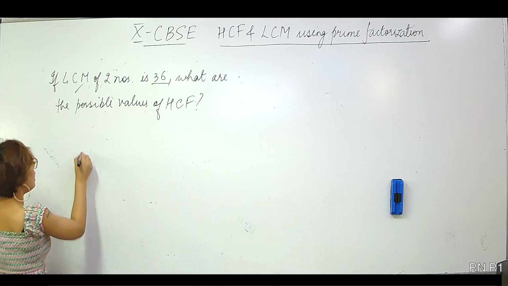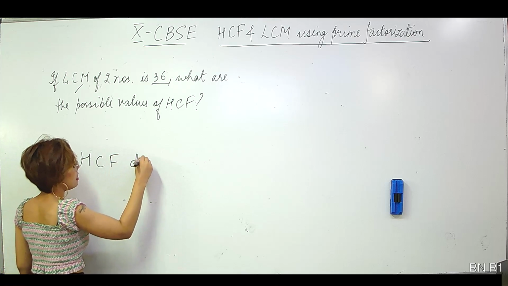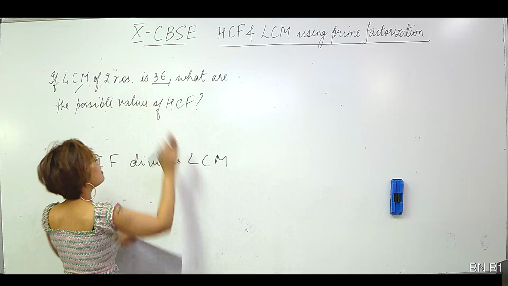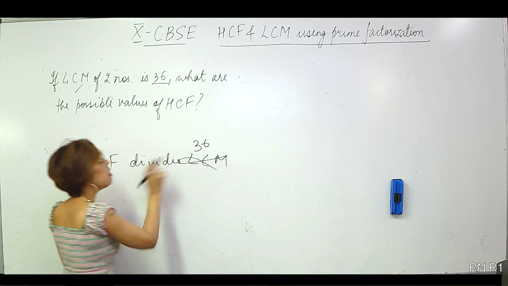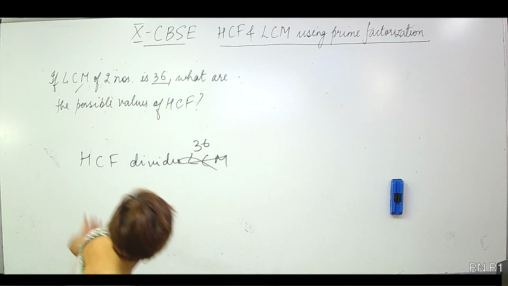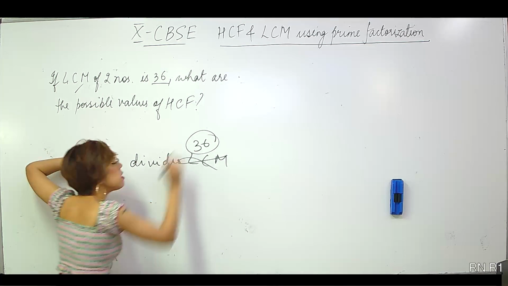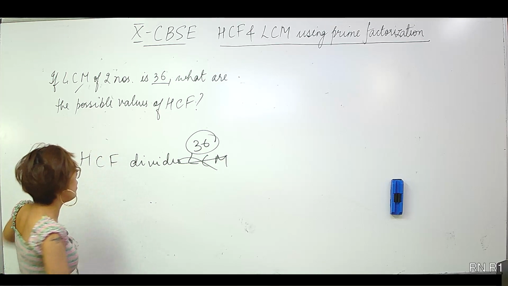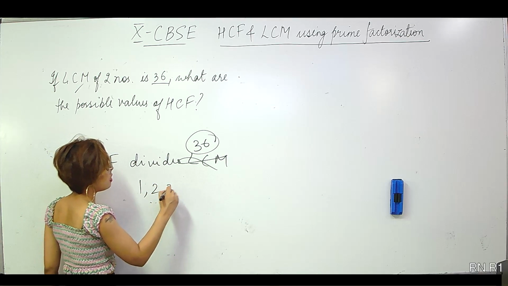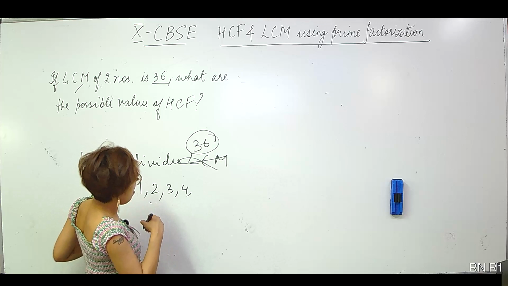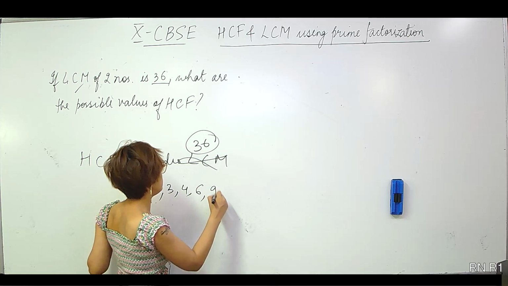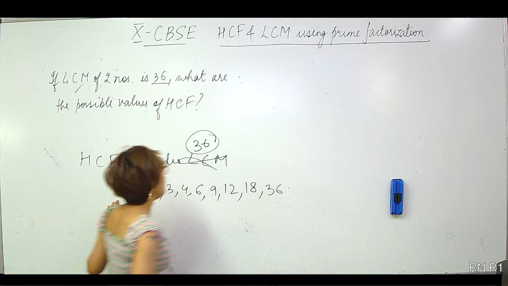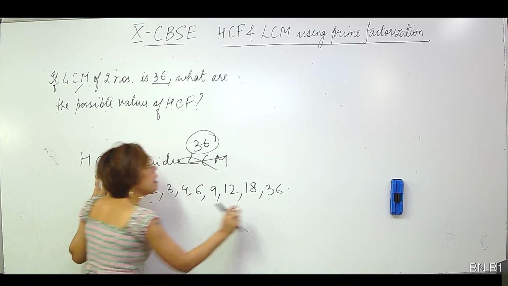Right, now we just said that HCF divides LCM. LCM in this case is 36, so the HCF should divide 36. That means I need to think of such numbers which divide 36. So just write down the factors of 36. You can do that orally. 1, 2, 3 is there, 4 is there, then 6, obviously, then 9, then 12, then 18, then 36. All of these numbers can be the HCF.